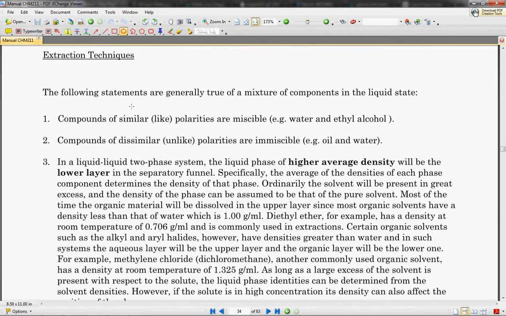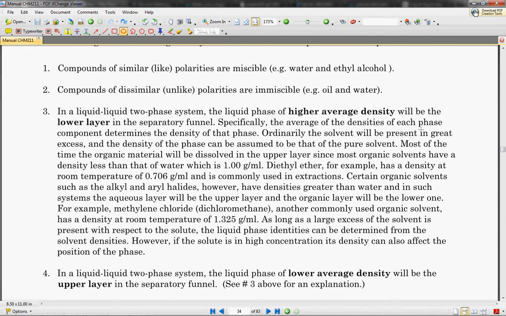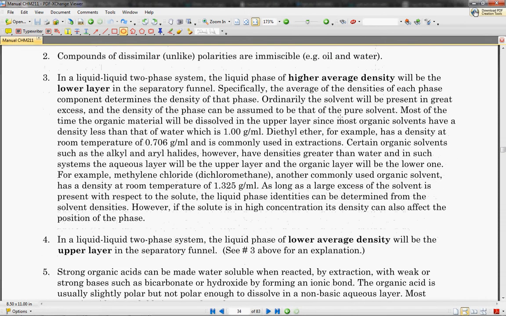Like in TLC, like polarities are miscible. So for example, a highly polar compound like water and another highly polar compound like ethyl alcohol will dissolve in each other, whereas compounds with dissimilar or unlike polarities are not miscible. For example, you've got oil and water here. Oil is non-polar and water is very polar, so those two will not be miscible.